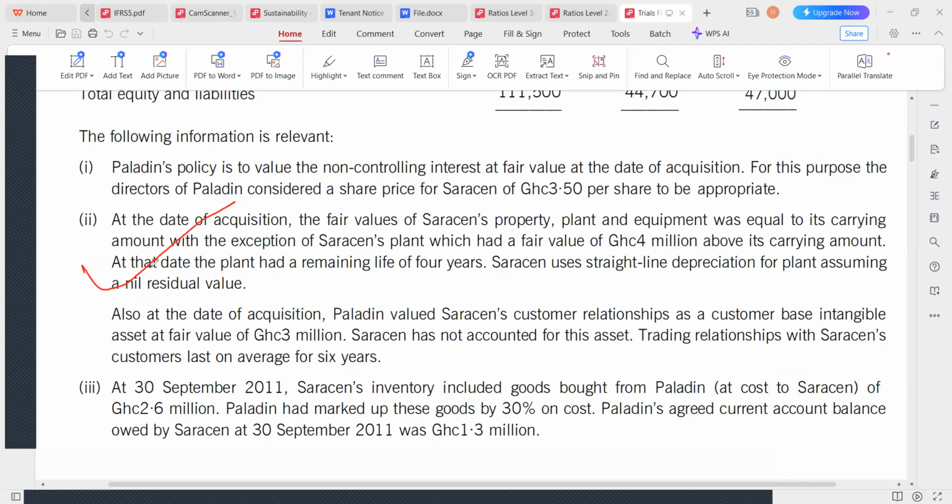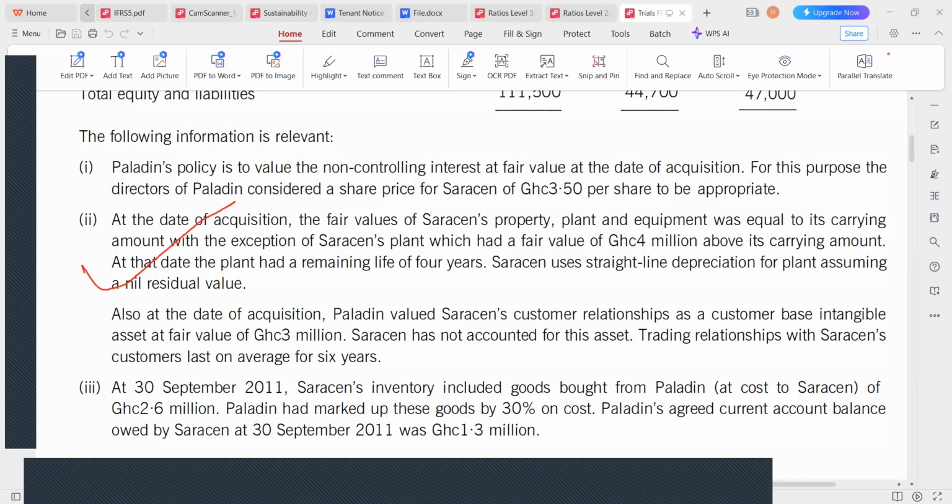Also, at the date of acquisition, Paladin valued Saracen's customer relationships as a customer-based intangible asset at a fair value of 3 million. Saracen has not accounted for this asset. The trading relationship of Saracen's customers lasts on average 6 years. So here we create an additional intangible asset, which will increase the net assets.